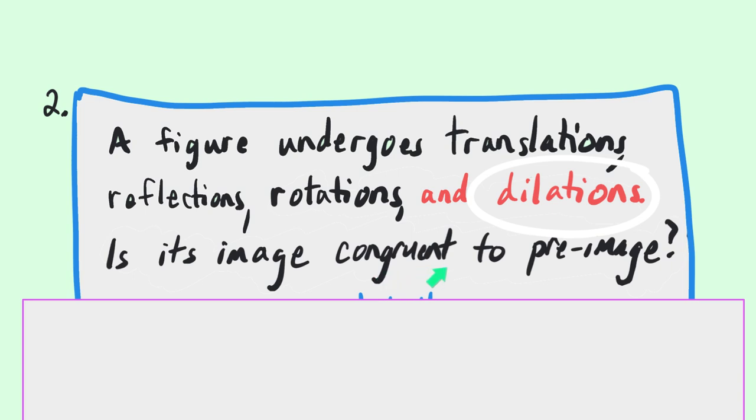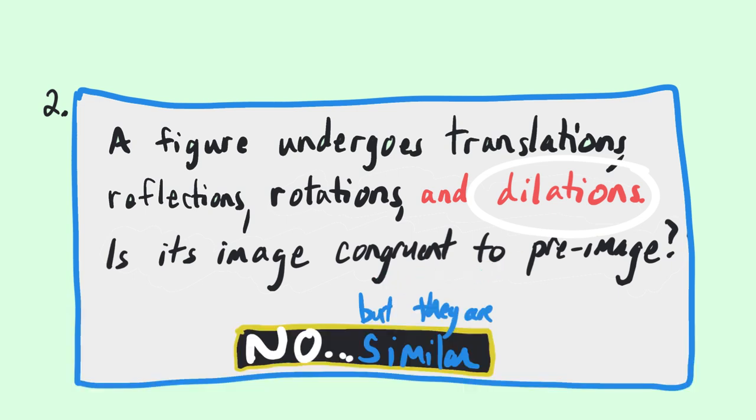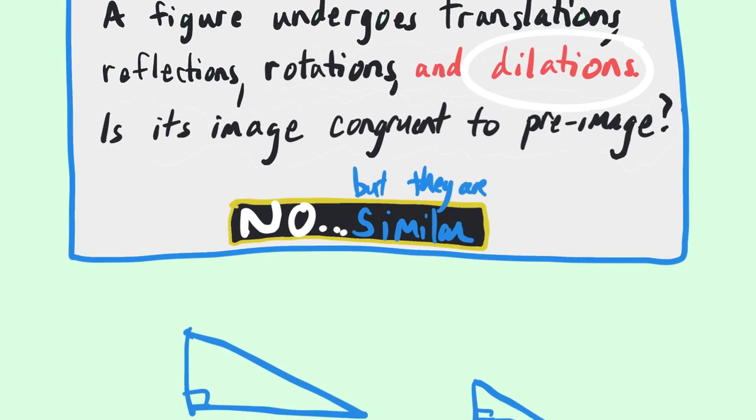So, yes. Then we changed the question and said, what if the figure undergoes translations, reflections, rotations, and dilations? Now is the image congruent to the pre-image? And the answer to that was a resounding no. But they will be the same shape. So they'll be bigger or smaller, but they will still be the same shape. And that word was similar. For example, these two triangles may be similar if they're the exact same shape, but different size.